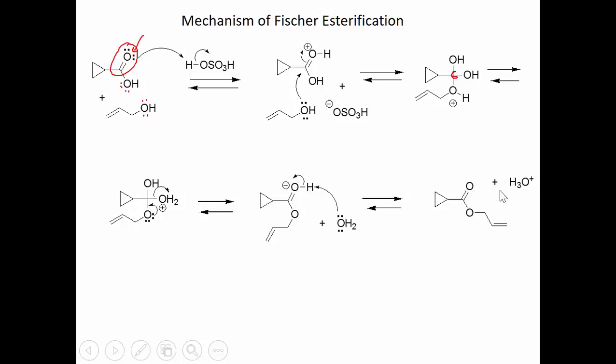Okay, recognize that all of these steps are reversible, so if we want to take the ester back into its original components, we would write a mechanism where we just protonate the ester oxygen, eject the water group. We're looking at the reverse reaction here. Add the water group, transfer the proton to another place, and eject the alcohol group.